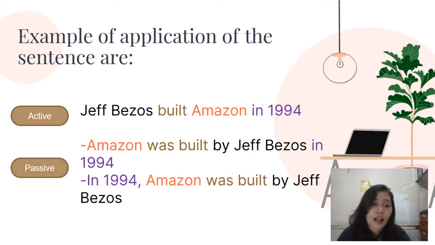We move to the next slide. The third example sentence is: Jeff Bezos built Amazon in 1994. If we change it to passive: Amazon was built by Jeff Bezos in 1994.